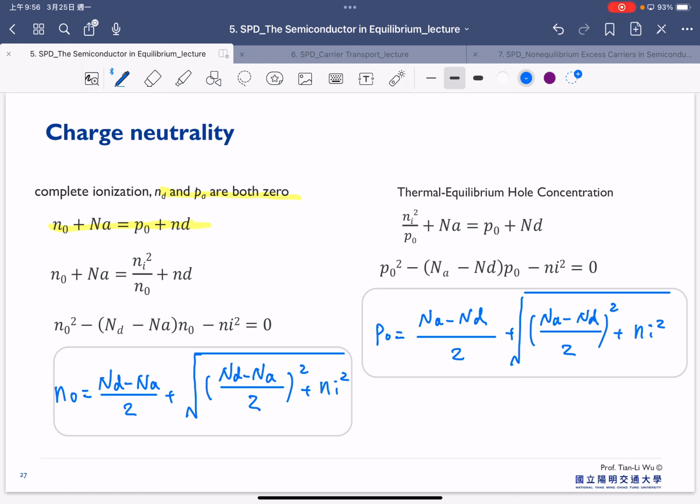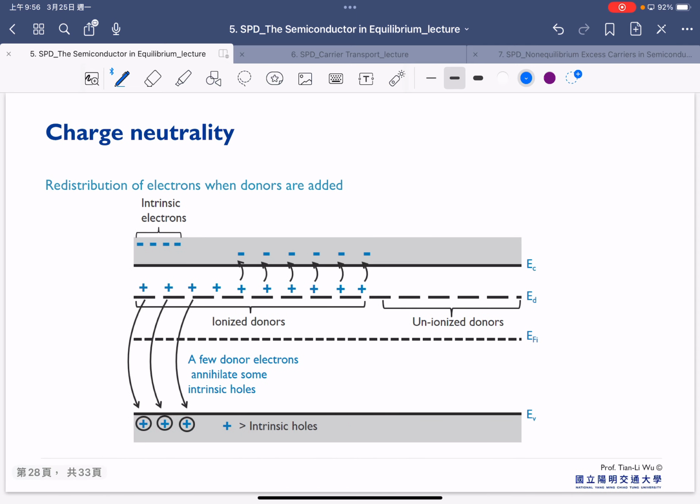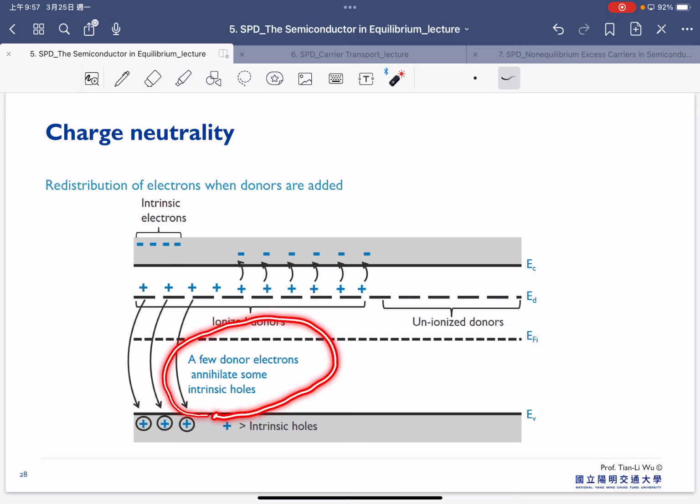Also, there is the case where we add additional donors here. Once we have the additional donors added, there will actually be a redistribution of the electrons when donors are added. As you can see, due to the added donors, electrons will start to recombine with the intrinsic holes as shown in this graph.